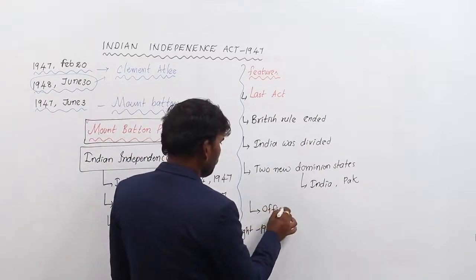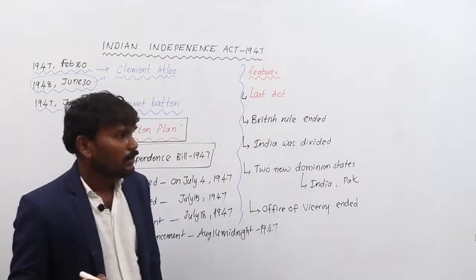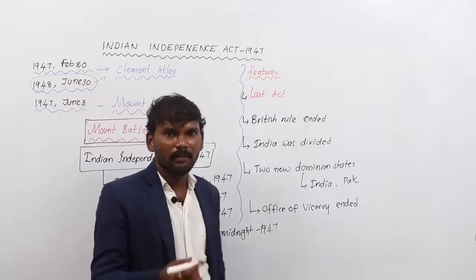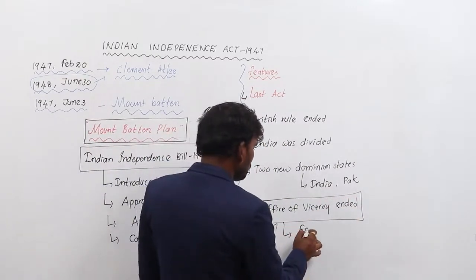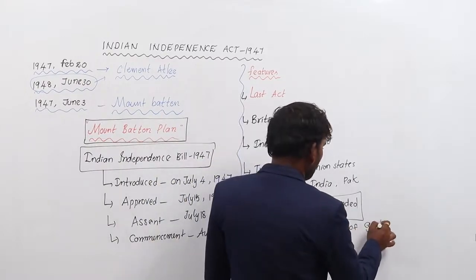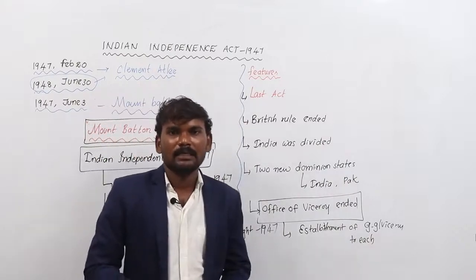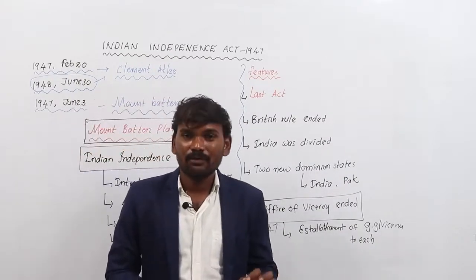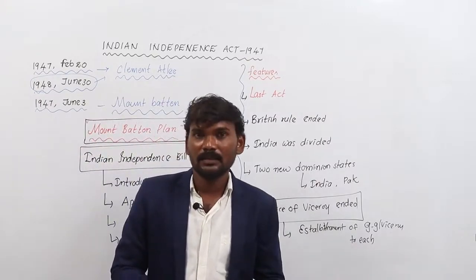The office of Viceroy came to an end, and it provided for the establishment of individual Governor Generals for each dominion state. It ended the office of the British Viceroy, and also it provided for the establishment of Governor Generals or Viceroys for each dominion. C. Rajagopalachari was appointed as the first Indian Viceroy of the Indian Dominion. Muhammad Ali Jinnah was appointed as the Viceroy of the Pakistan Dominion.